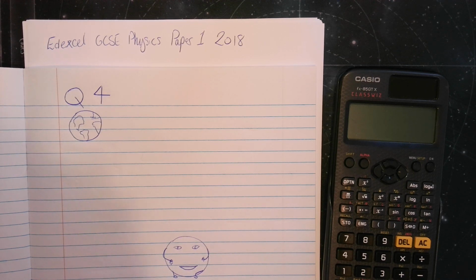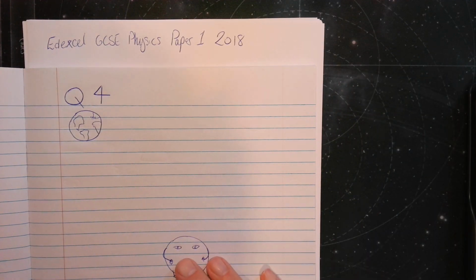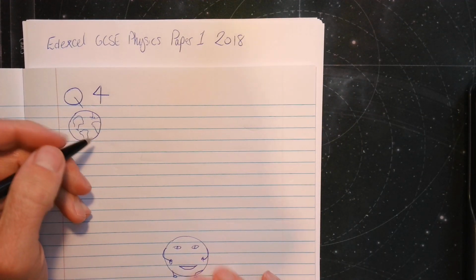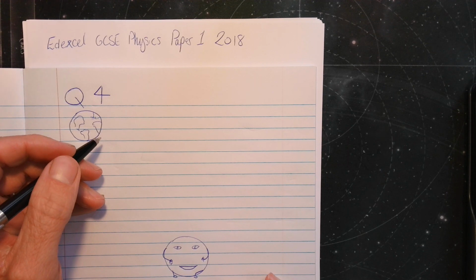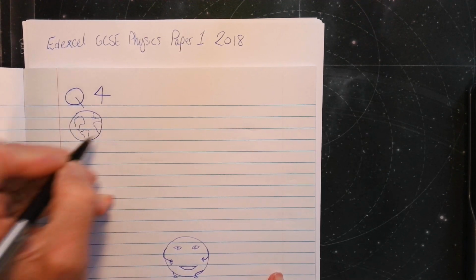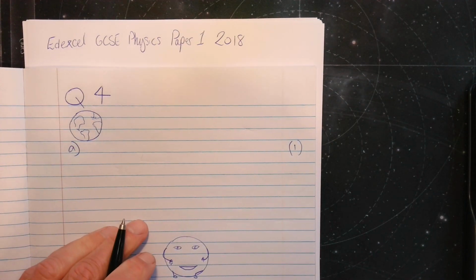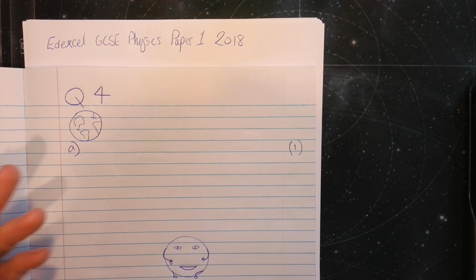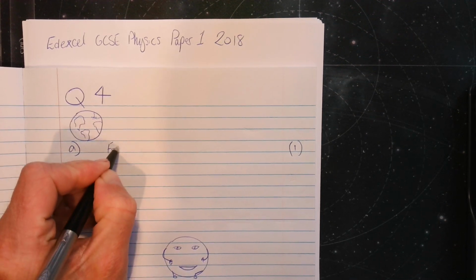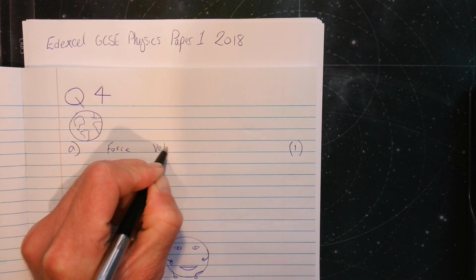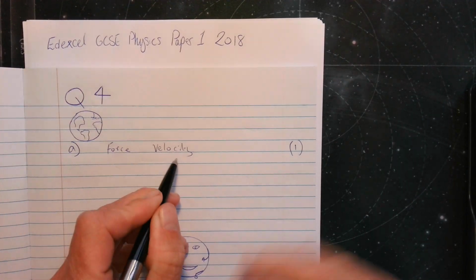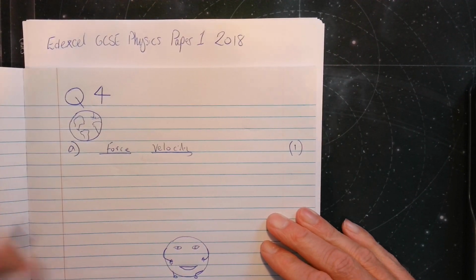Okay, Excel, paper 1 2018, question 4. In fact, we don't need the calculator for this one. All right, let's go. So 4A is a 1-mark multiple choice question, and it's basically asking us about vectors and scalars for force and velocity. So what would be correct about force and velocity in terms of whether they are vectors or scalars?